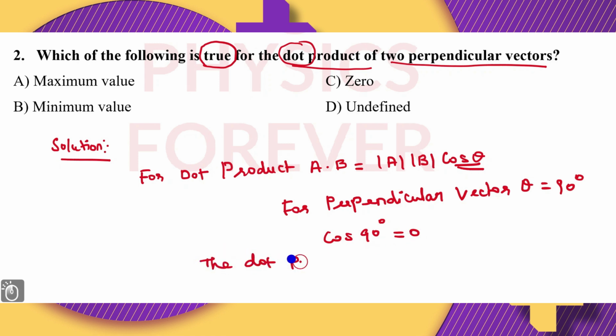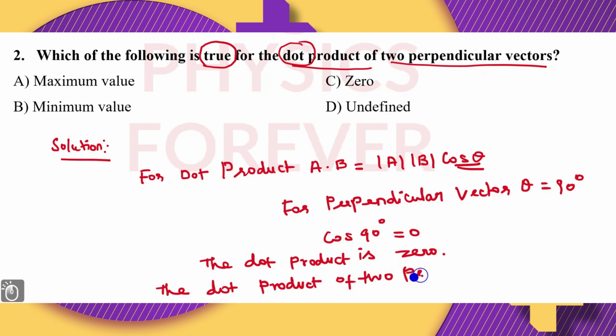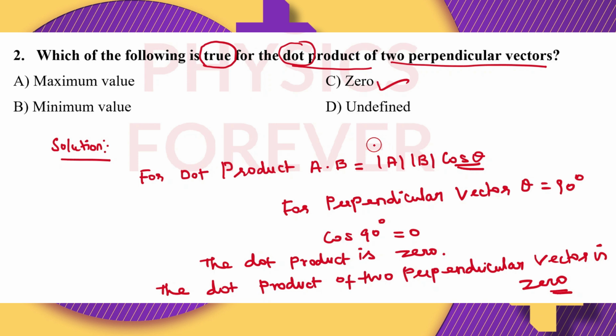So the dot product of two perpendicular vectors is 0. So option C is right. So without memorizing, you can't go wrong. We have to understand the concept. This is very important. So we move on to the next question.